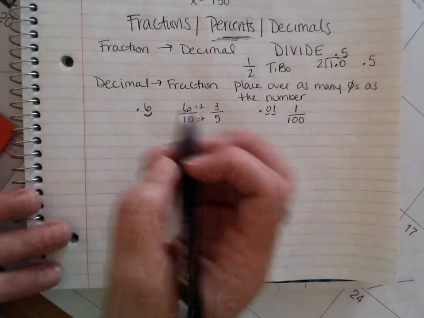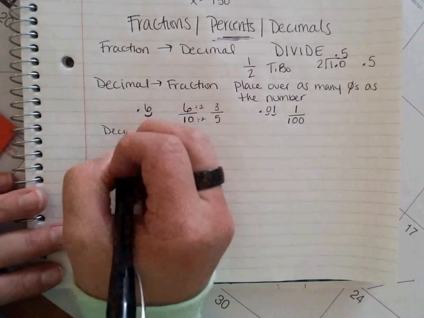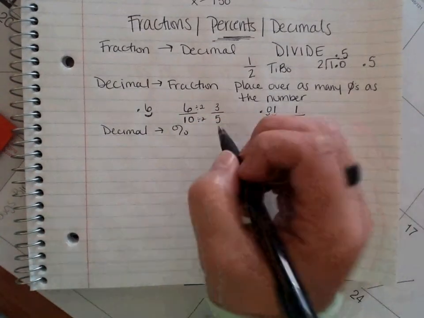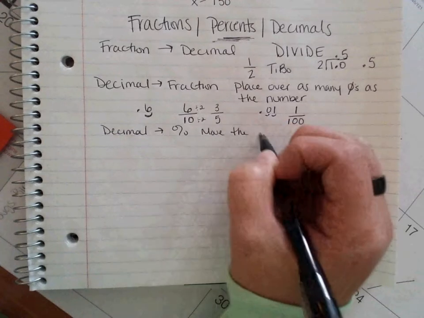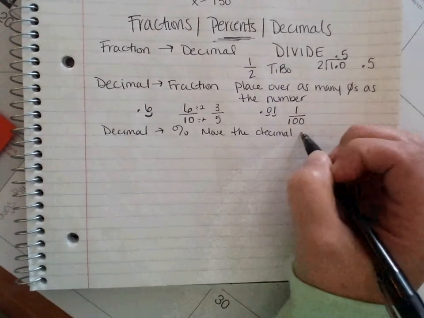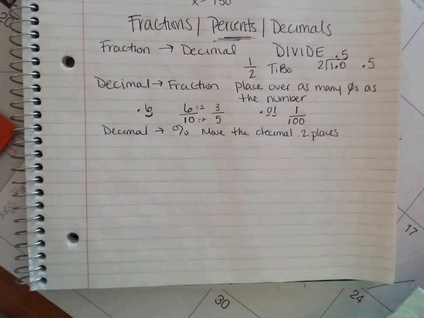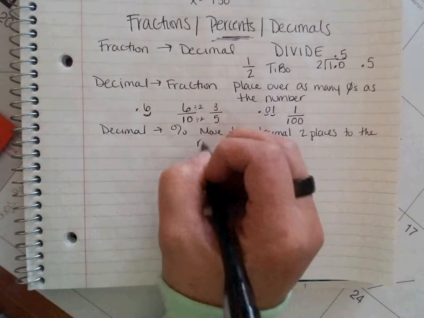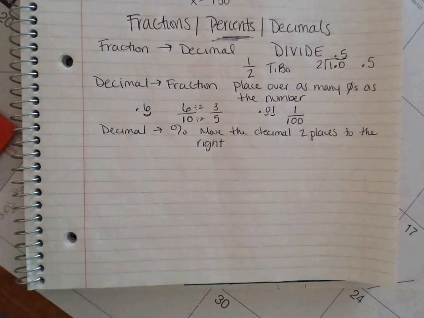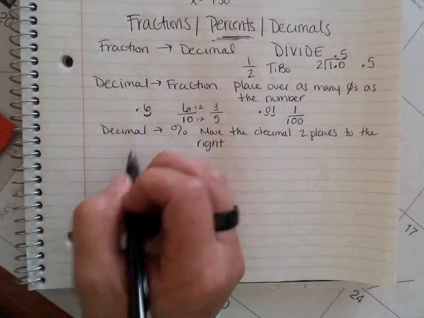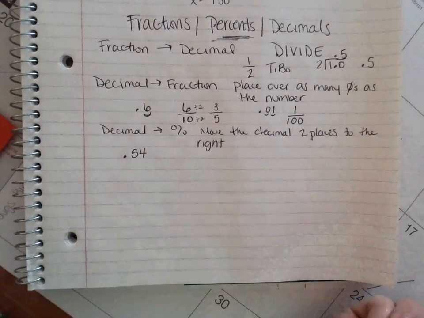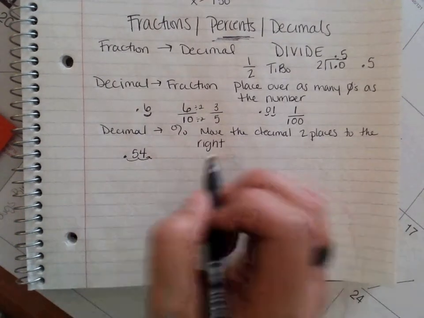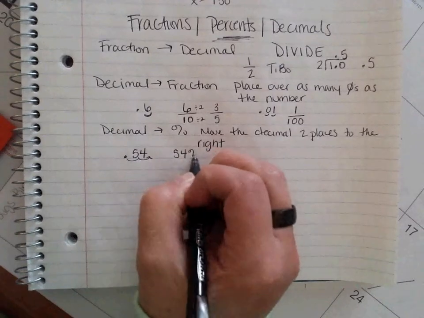So the easiest ones are really when we go from a decimal to a percent. And it's because we're going to move the decimal 2 places to the right. So when I look at this, if I have a decimal of 0.54, I'm going to move that decimal 2 places to the right, so 1, 2, making it 54%.